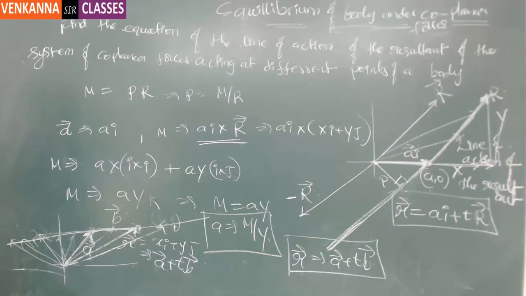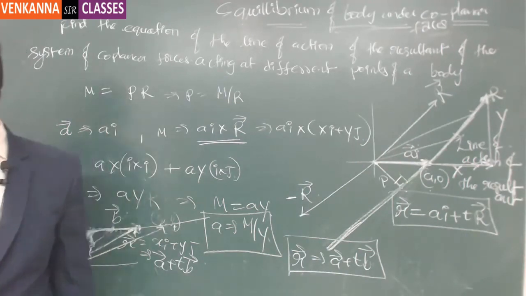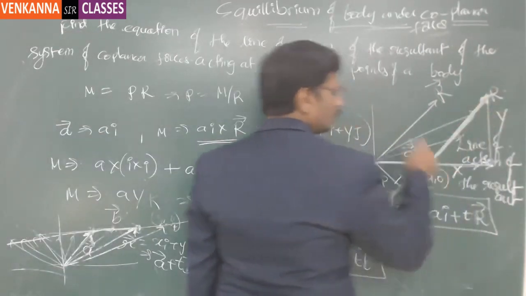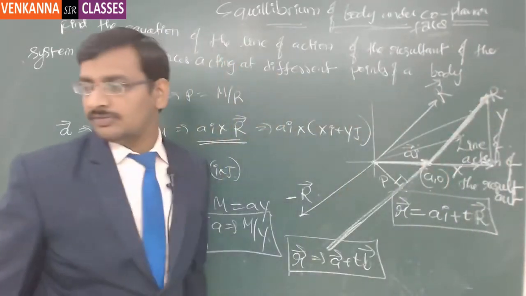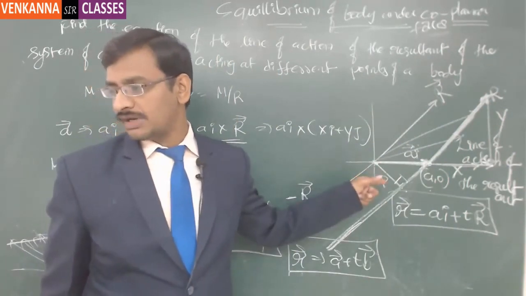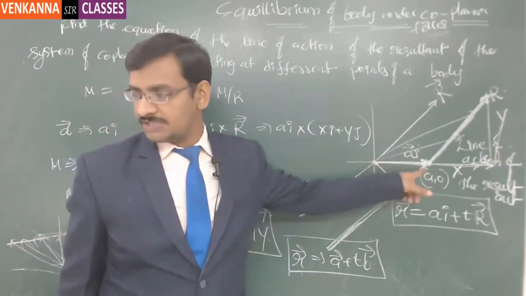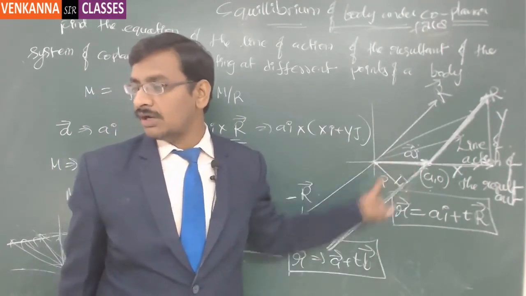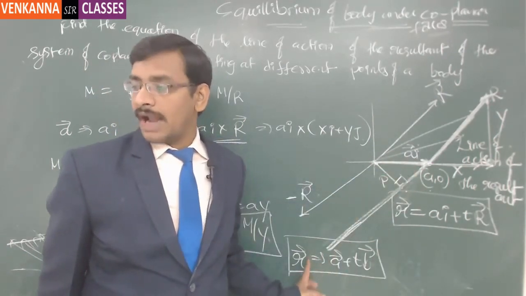R is equal to OR? So no. R is the resultant force. So this is as if like F, but it is not the position vector. The position vector, in this particular case, is A. Got it? ai is the position vector. Now r is nothing but a random value on this particular line.